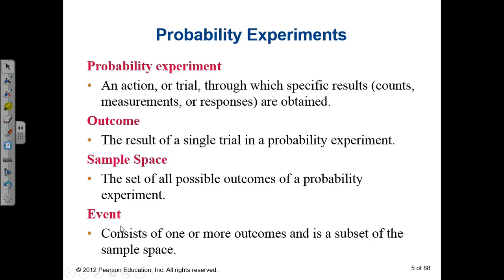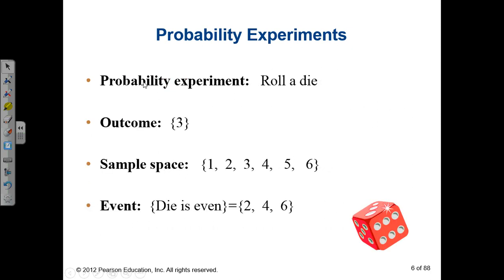The event is what we're looking for, and it can consist of one or more of the outcomes in the sample space. So for example, suppose our probability experiment is roll a die. Our outcome is a 3. The sample space is the 1, 2, 3, 4, 5, and 6. And suppose the event is the die is even, which consists of the outcomes 2, 4, and 6.